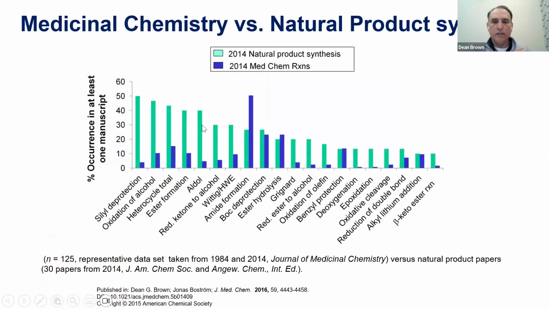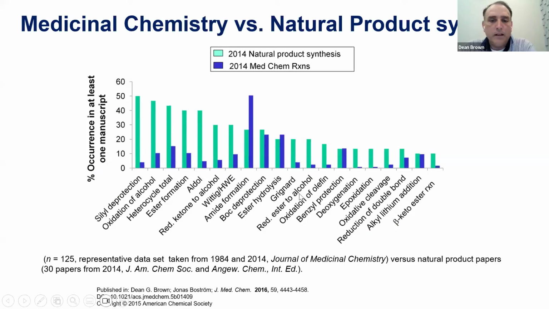It's also a reflection of those of us that have maybe come from a natural product background. The tools you use there are very different from the tools you're using now. If you look at natural product synthesis, a lot of silyl deprotections, oxidation of alcohols, aldol reactions, those just don't get used much in med chem reactions, certainly not in the last step. We favor amide bond formations. Boc deprotections and hydrolysis and things like that are common for both.